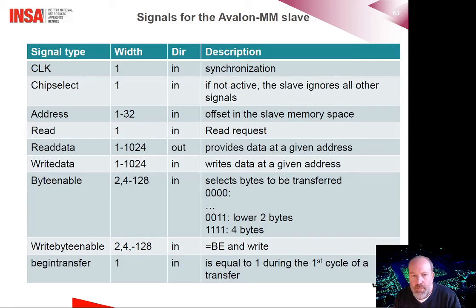Finally, the begin transfer signal is automatically implemented and is equal to 1 during the first cycle of a data transfer. These signals constitute the fundamental signals for the Avalon memory map slave interface.